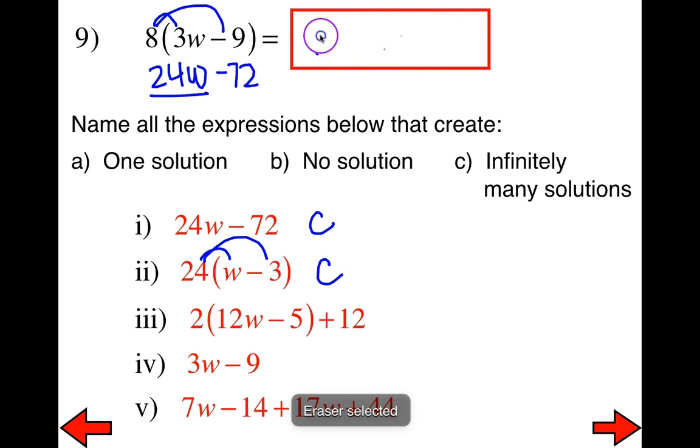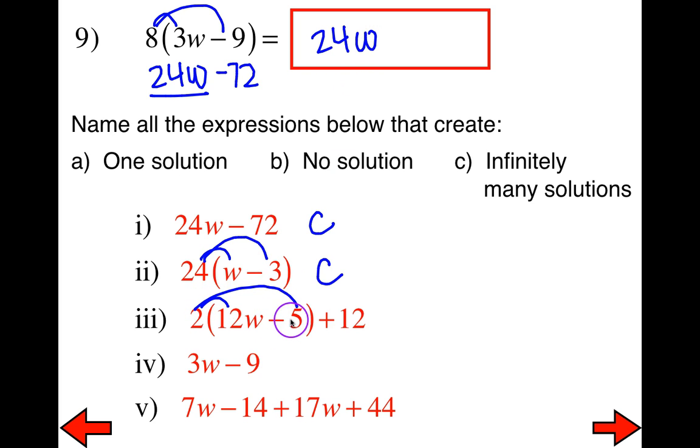The third one, let's see here, we have 24w. 2 times negative 5 is negative 10. Negative 10 plus 12 would be positive 2. Here my coefficients are the same. However, these expressions are not equivalent because this is minus 72 and this one's plus 2. So that means it's no solution.